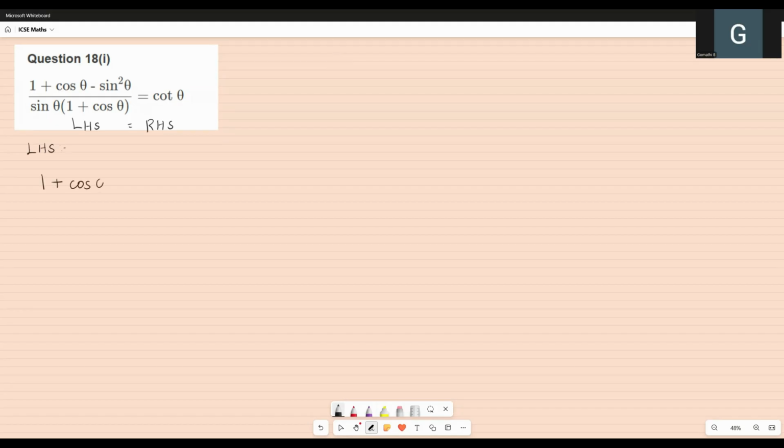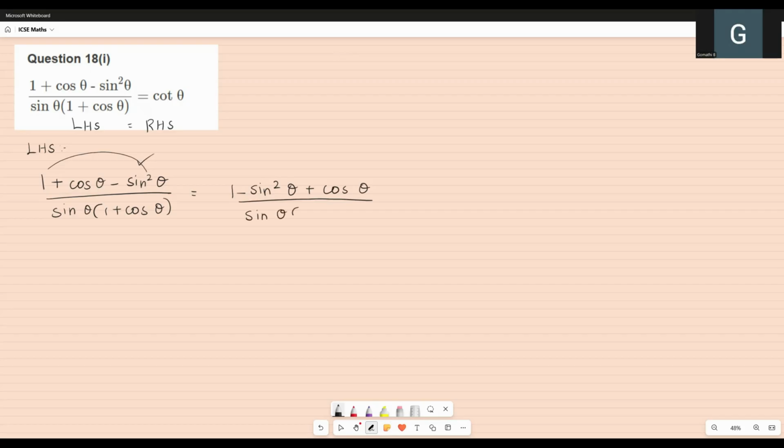1 plus cos theta minus sin square theta divided by sin theta into 1 plus cos theta. By seeing this, we should not directly try to solve, but first we have to observe the sum. If you see only 1 plus sin square, so 1 minus sin square. So we can rearrange this and write 1 minus sin square theta plus cos theta divided by sin theta into 1 plus cos theta.